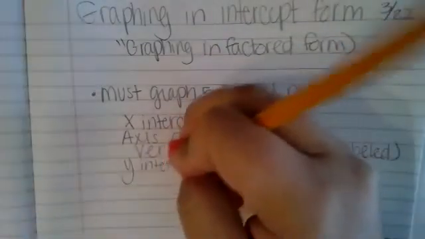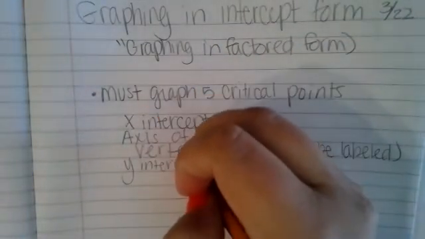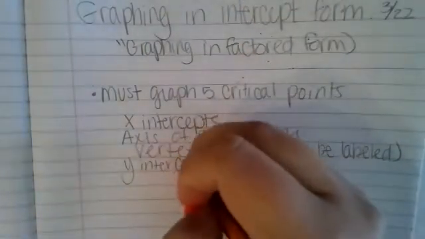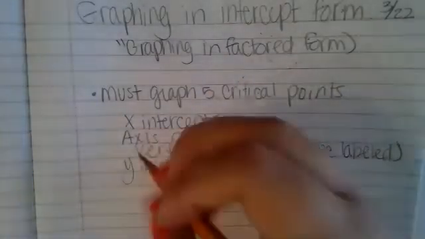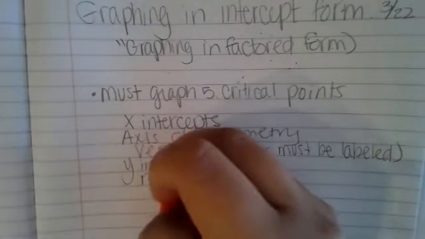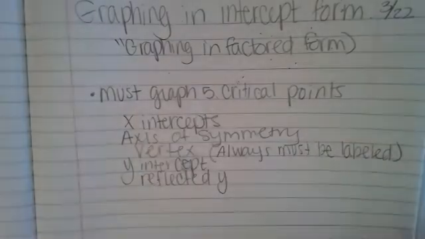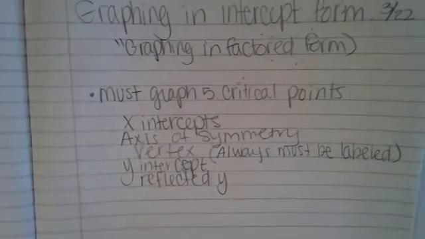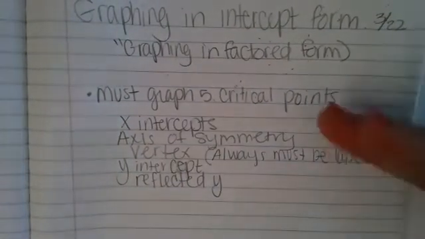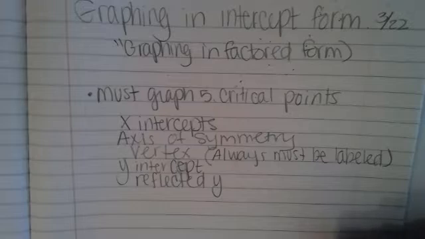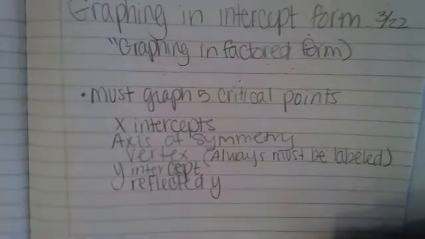Whoops, too many E's. Y-intercept. What is happening here? Y-intercept. There we go. And then the reflected Y. Okay, so there you have it. That is the refresher of the 5 critical points that we need.